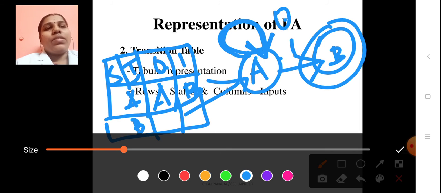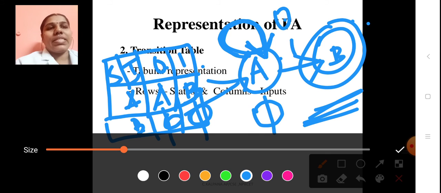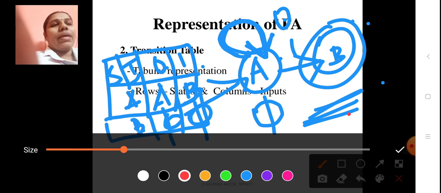Let's see. B to 0. Is there any state moving from the state B on input 0? No. So we have to represent phi. That is, the empty state can be represented by phi. And then for B, the state is B and the input is 1. B to 1, no input processed. So we have to represent phi. That is the empty state. So this is the concept of representation of finite automata, both transition diagram and transition table.